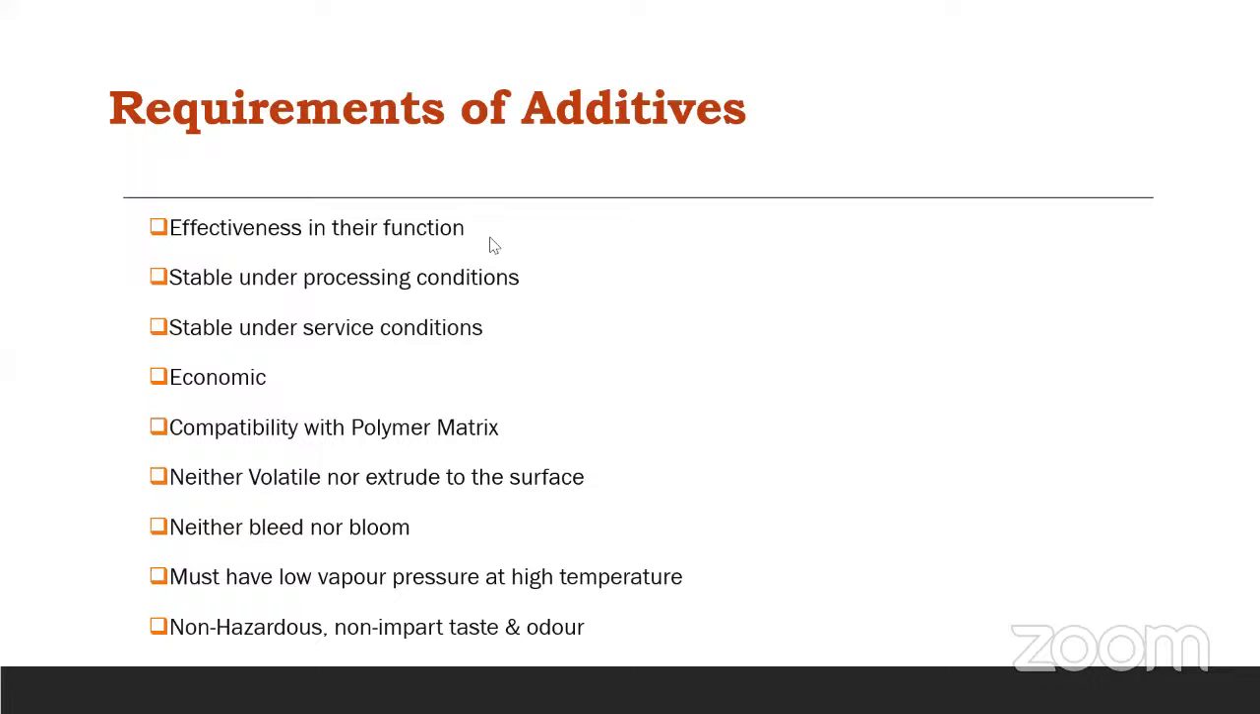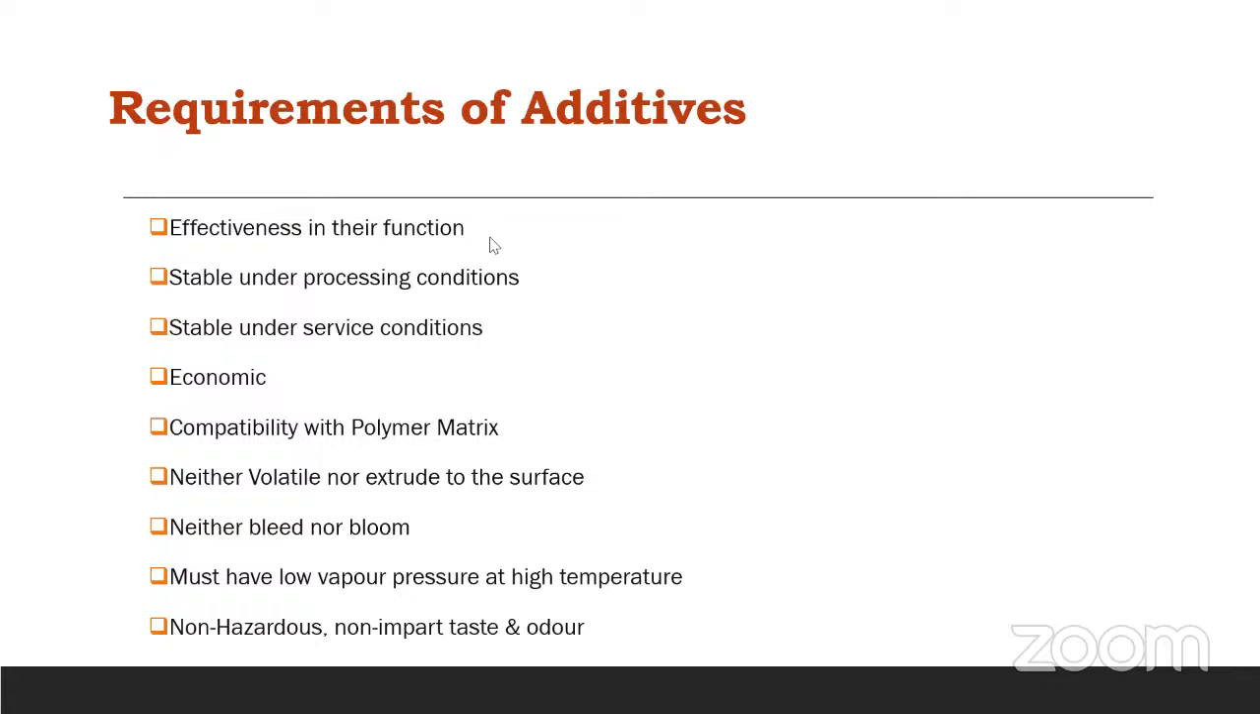So for additives, first, their function, or the requirement of a particular additive: what an additive should do or is expected to do. The first thing is effectiveness in their function. That means for an additive to be effective, it must be stable during processing and usage also. It should be compatible with your polymer matrix also, so that it does not separate.